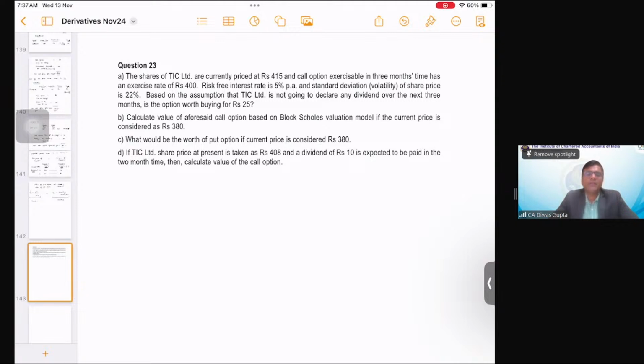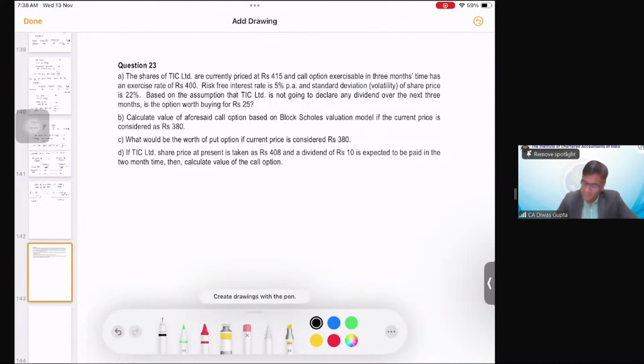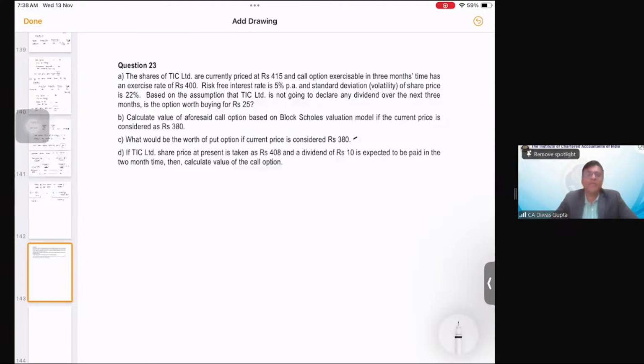So first of all, they're asking us to validate whether 25 rupees is the right valuation of the option or not. Calculate the value of the aforesaid call option based on the Black-Scholes valuation model if the current price is considered as 380. Now they're saying instead of 415, you assume the current price is 380. If it comes lower, what would be the worth of the put option if the current price is considered as 380? And lastly, if the TIC Limited share price at present is taken at 408 and a dividend of rupees 10 is expected to be paid in 2 months' time, then calculate the value of the call option.